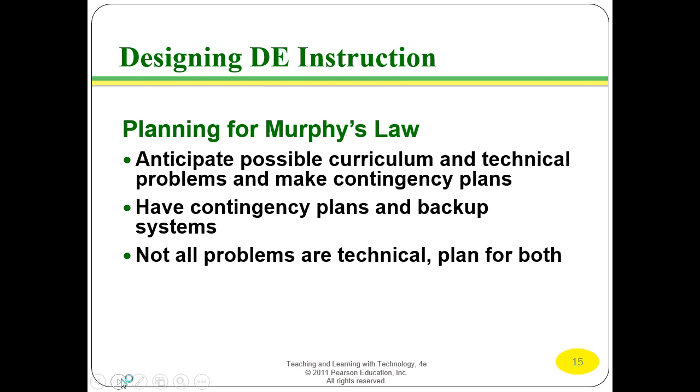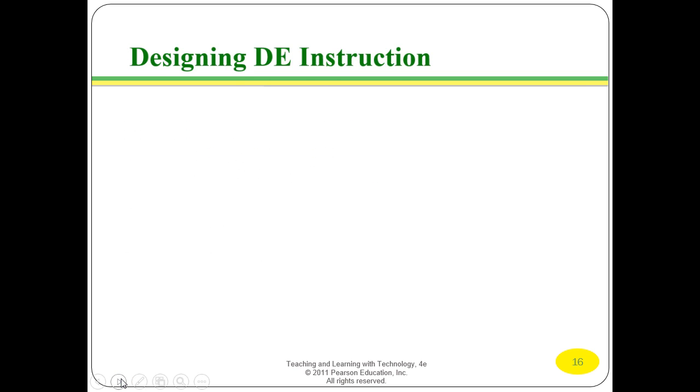And obviously we need to plan for Murphy's Law. We anticipate possible curriculum and technical problems by making contingency plans. Like I said, always have a plan B. Have some contingency plans and backup systems in place, and make use of them in case something happens. And really, not all of our issues may be technical. They may be logistical. So we need to plan for either one, or both, I should say.